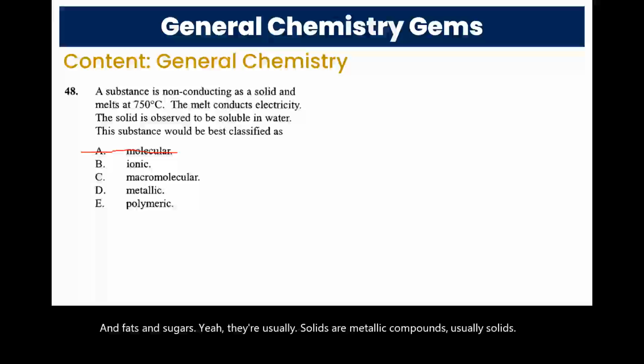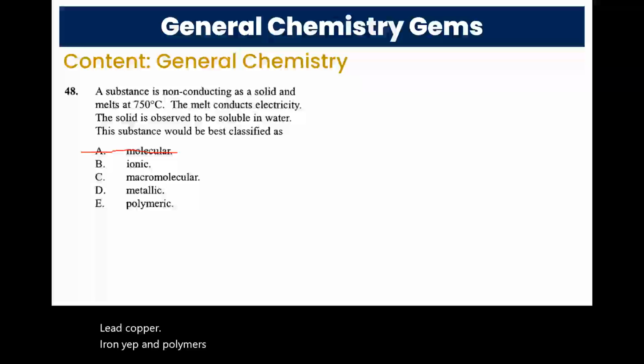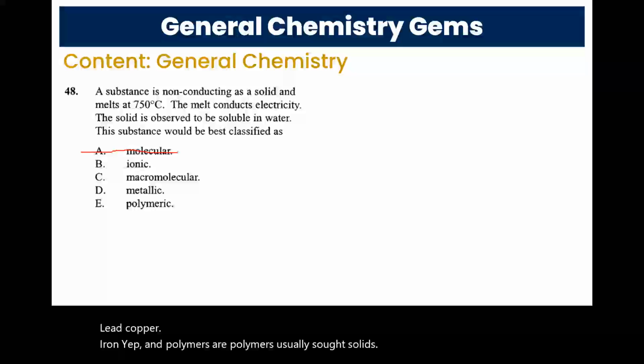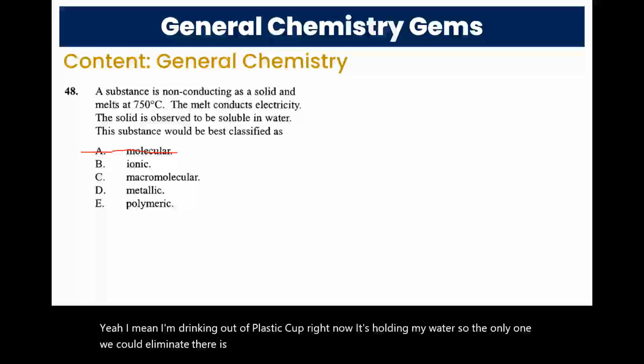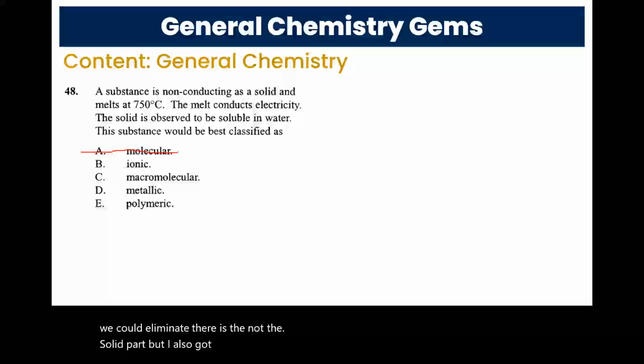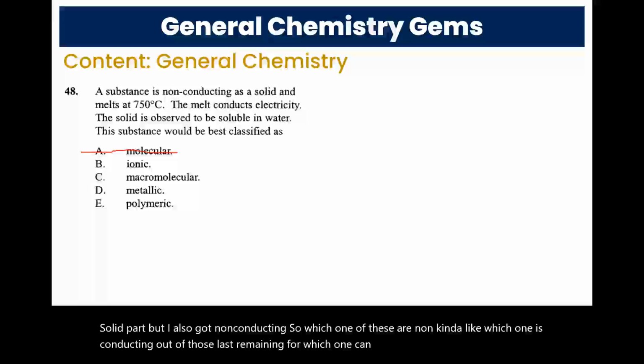Lead, copper, iron. Yep. And polymers, are polymers usually solids? Yeah, I mean, I'm drinking out of a plastic cup right now. It's holding my water. So the only one we could eliminate there is the solid part. But I also got non-conducting. So which one of these is conducting out of those last remaining four? Which one conducts electricity? It can't be D because it has to be non-conducting.